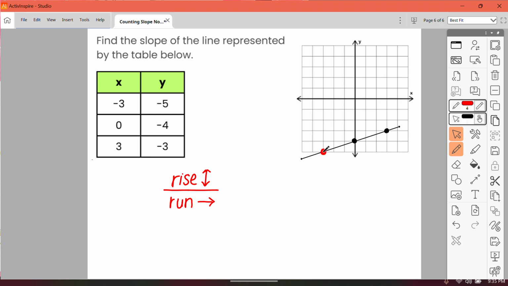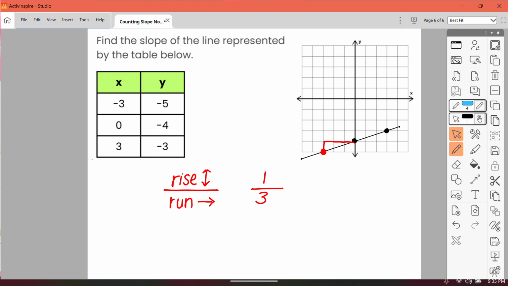So this is my point that's on the left, the red one. And I'm going to count directions to the next point. So this time I'm going up, and I only have to go up 1 unit. So my rise is 1. And then I go over 1, 2, 3. So when I write my fraction, it's 1 over 3. And that's my slope.